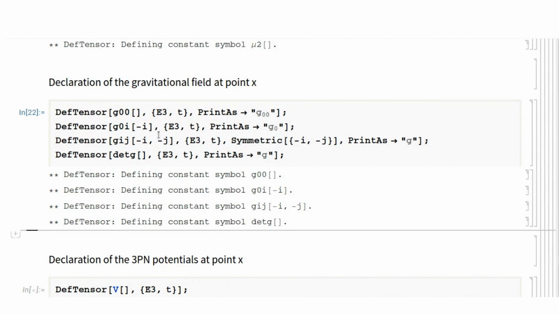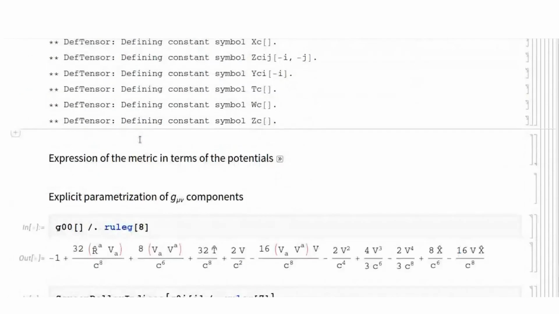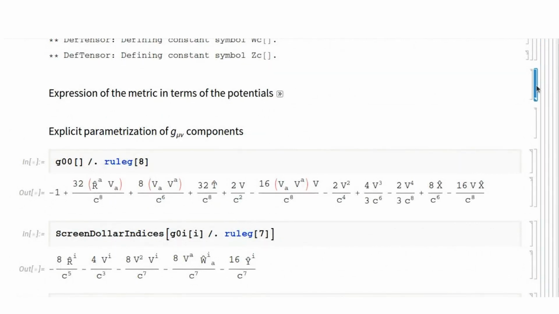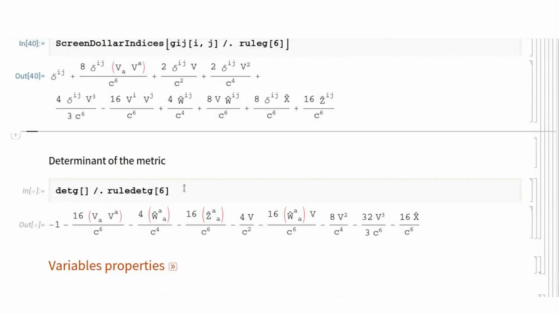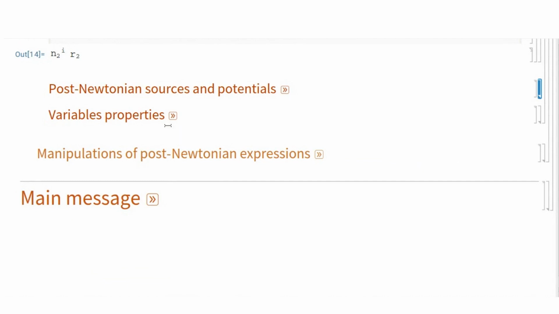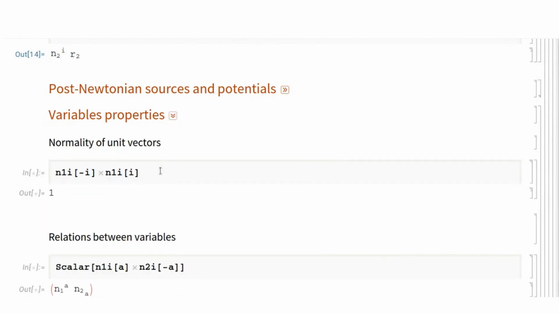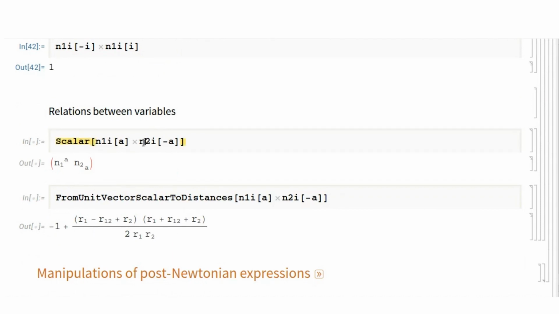I need to redefine the metric in 3D. The metric is parameterized with many potentials. And I can show you just for fun the expression of the metric at 3PN in terms of those potentials. But then those potentials need to be replaced by their actual values. And those values are quite ugly, actually. So the variables are what they are. So unit vectors are unit vectors. You can simplify scalar products using relations with radii.